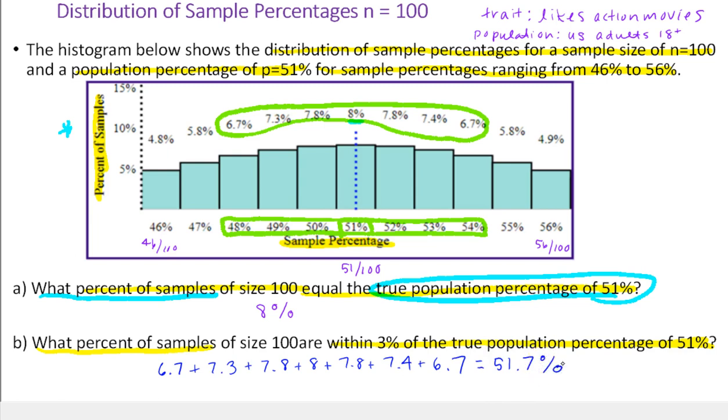Okay, so to think about that meaning, if you were to take a sample of 100 people, a simple random sample of U.S. adults 18 or over, 51.7% of those samples would be within 3% of the true population percentage of 51%, in the range from 48 to 54.